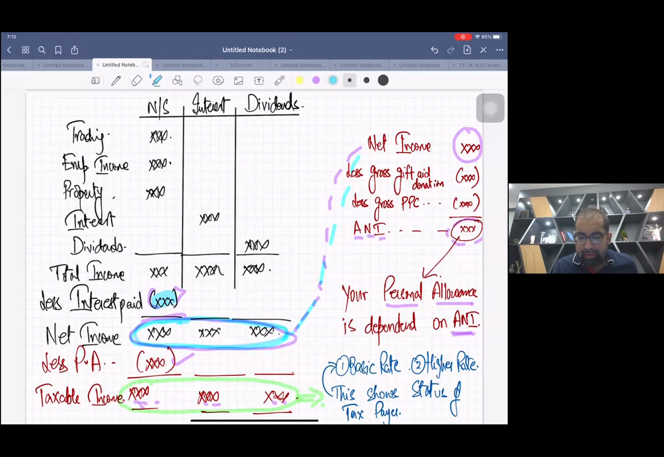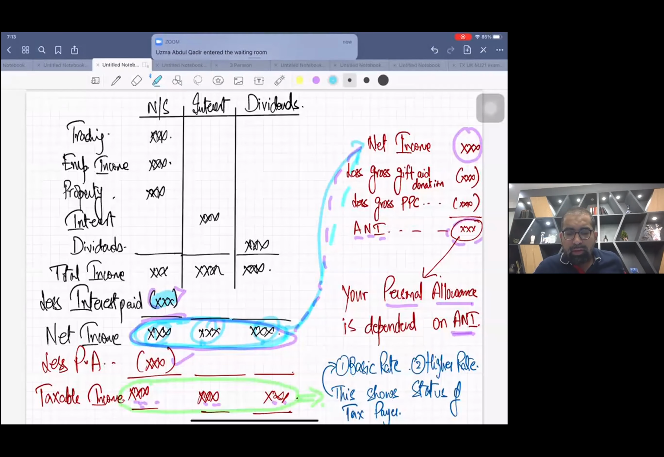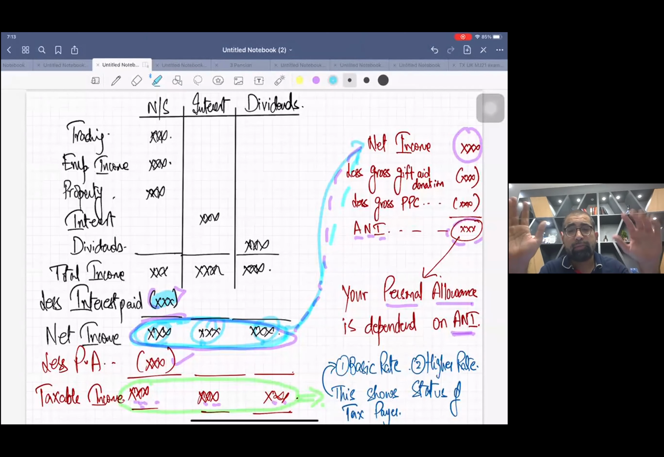Now we'll add these three points, this and this, and we'll go here. Okay. Now from this total net income, we'll deduct two things. The first thing is gross gifted donation. And the second thing is gross personal pension contribution, if it is given. Once you deduct these two from net income, you will get ANI. It stands for adjusted net income.